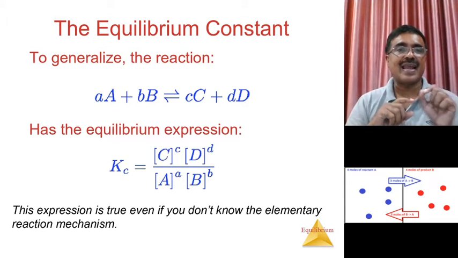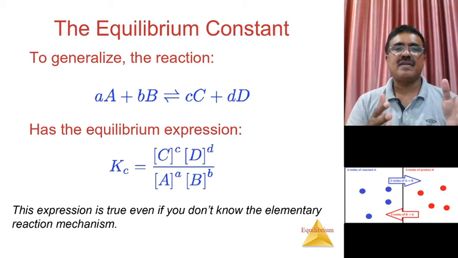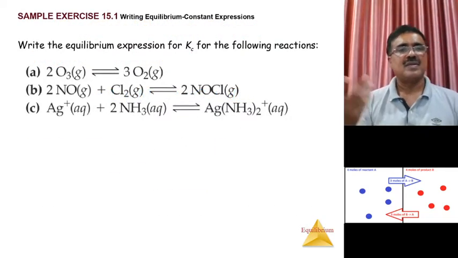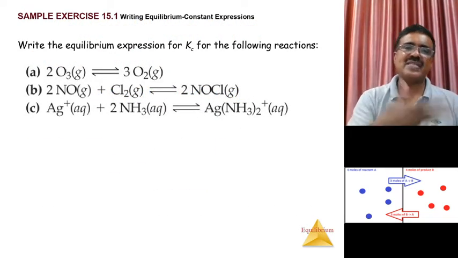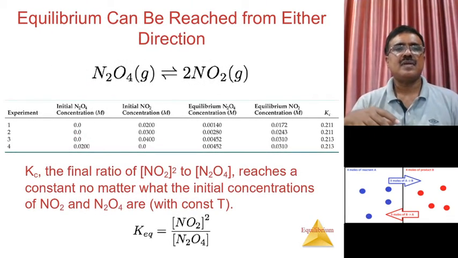If we have a general reaction like this, a moles of A plus b moles of B gives c moles of C plus d moles of D, then the equilibrium constant Kc will be [C] raised to c into [D] raised to d divided by [A] raised to a into [B] raised to b. You have already seen it. We can take these equations and write the equilibrium constants Kc.